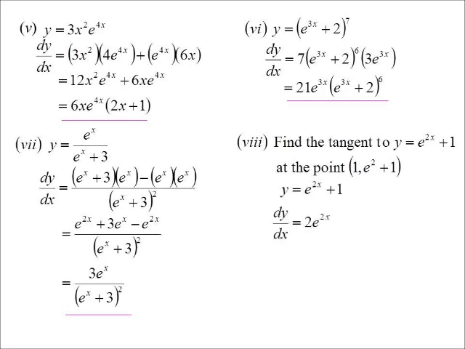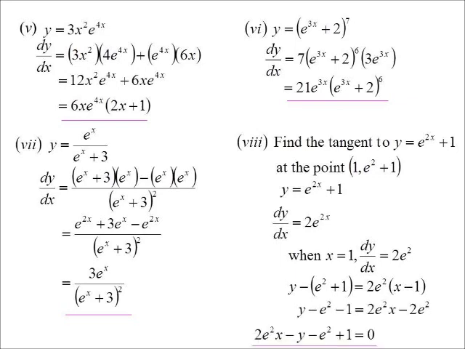Find the derivative. The derivative, of course, is the formula that allows us to find the slope of the tangent. Substitute in 1. So we know the slope of that point is 2e squared. Point slope formula, y minus the y value, e squared plus 1. Slope 2e squared outside of x minus 1. And then expand out. I put it in general form.